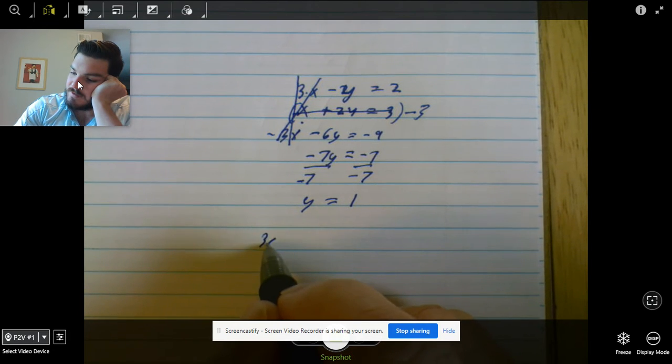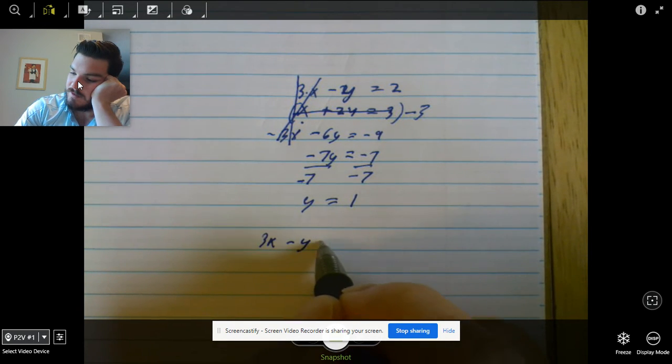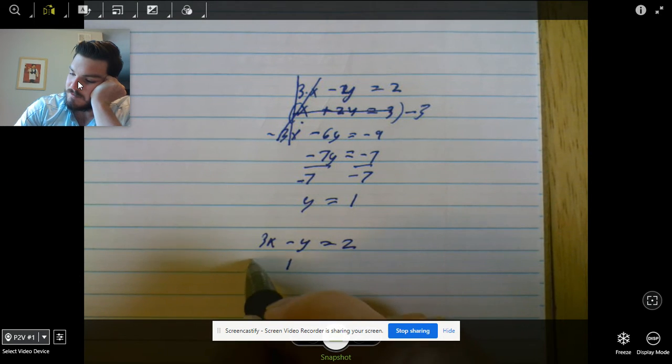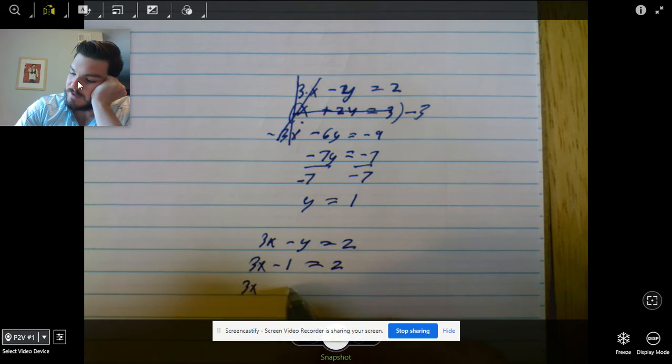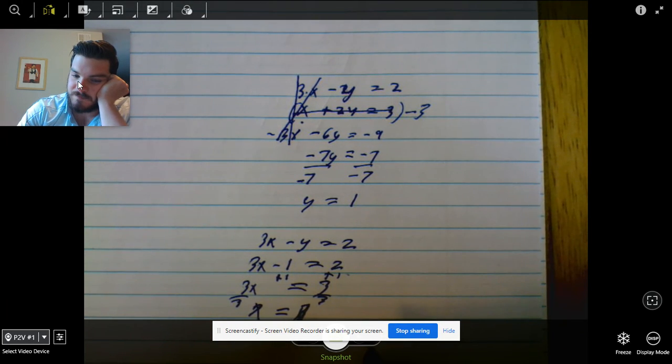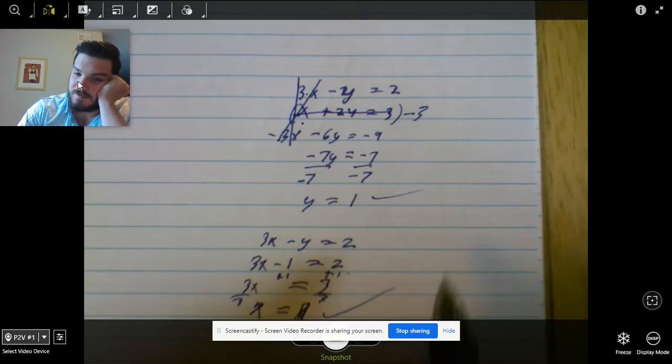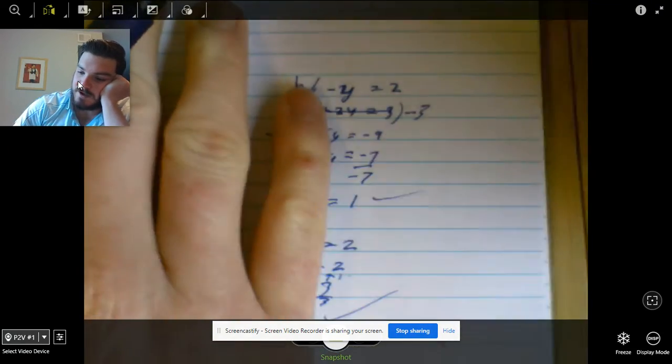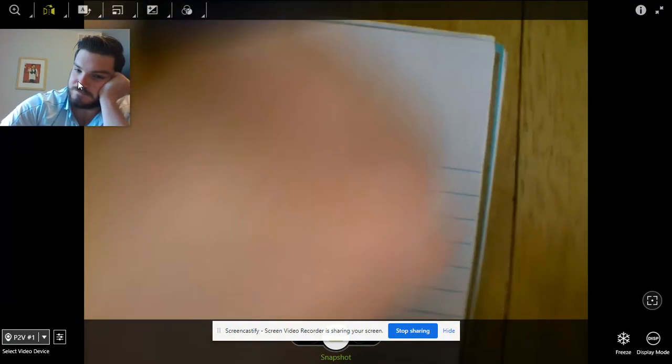So I'm going to do 3x minus y equals 2. I'm going to substitute my 1 in. So it'll be 3x minus 1 equals 2. 3x equals 3 because I added this 1. And then x equals 1 because I divided by 3, divide by 3. Right? There we go.